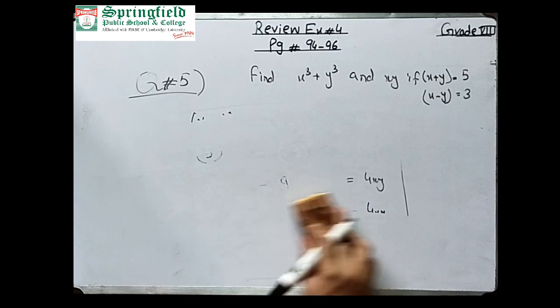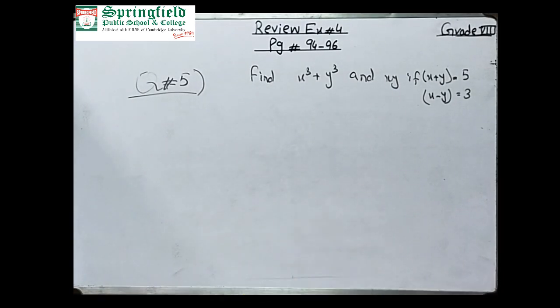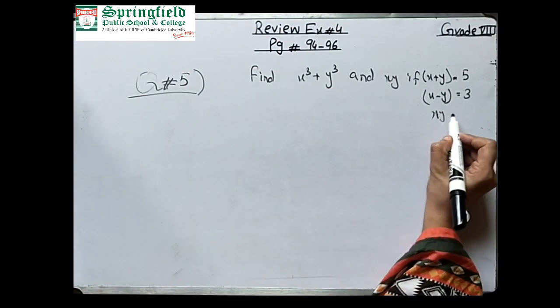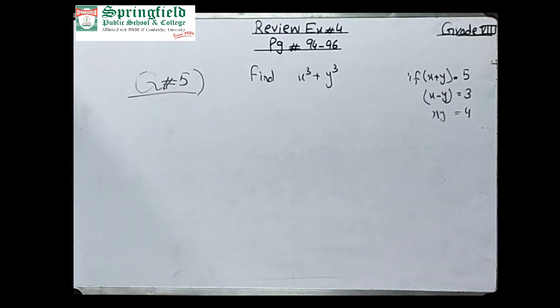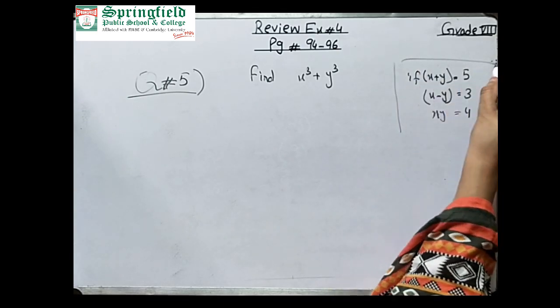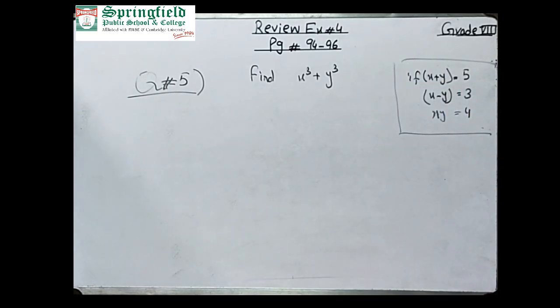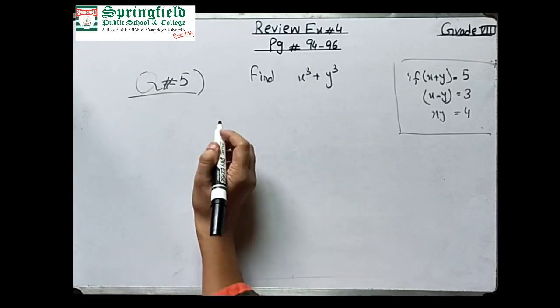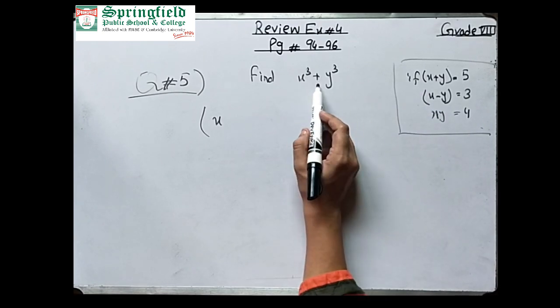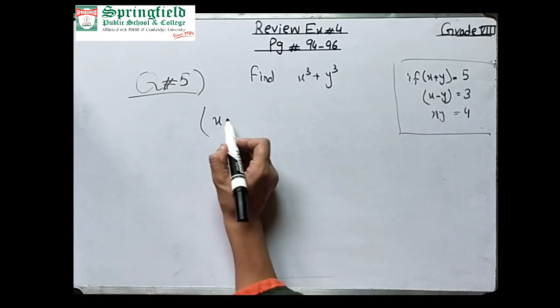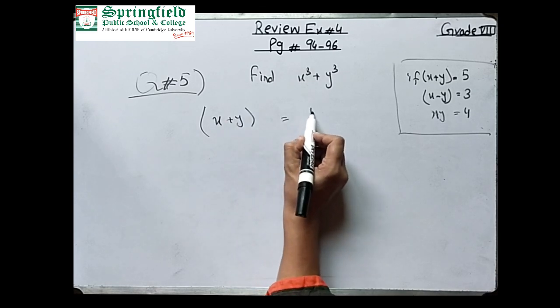As the value of xy is equal to 4, now write down the value of xy is equal to 4. Now we will find x cube plus y cube. How can we find x cube plus y cube now? First, we will write the formula of cube. What is the cubic formula? They are asking about x cube plus y cube, so x plus y is equal to 5.